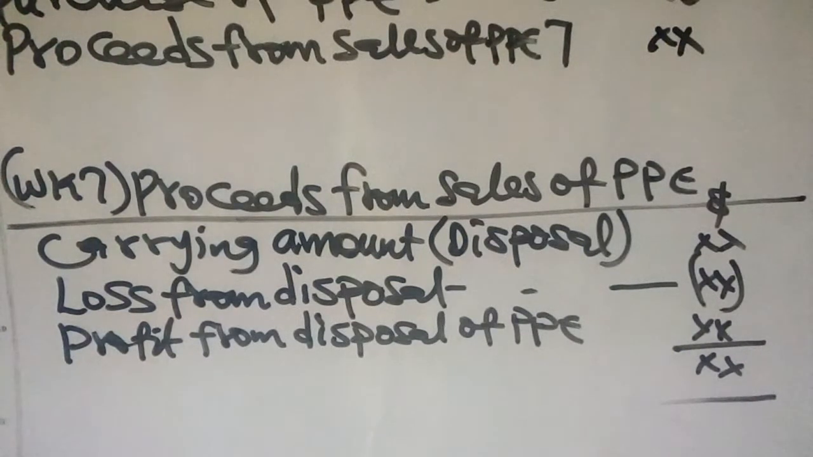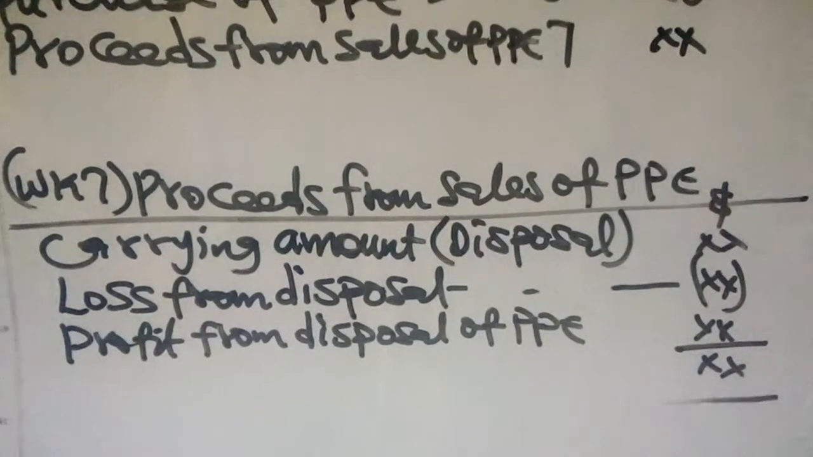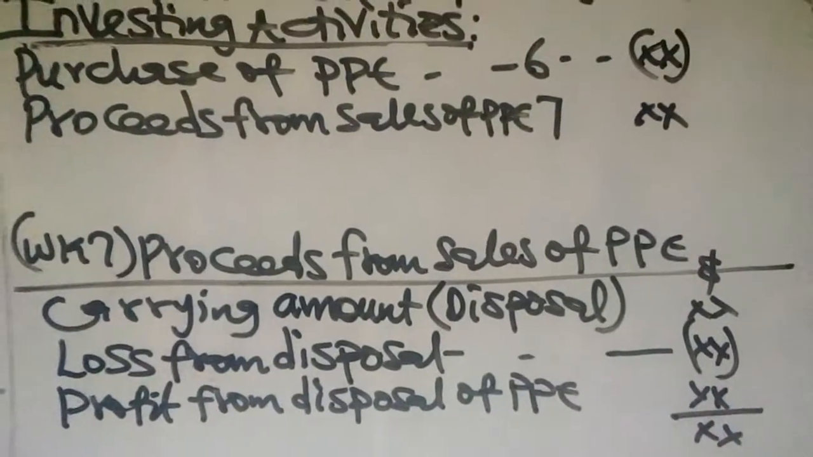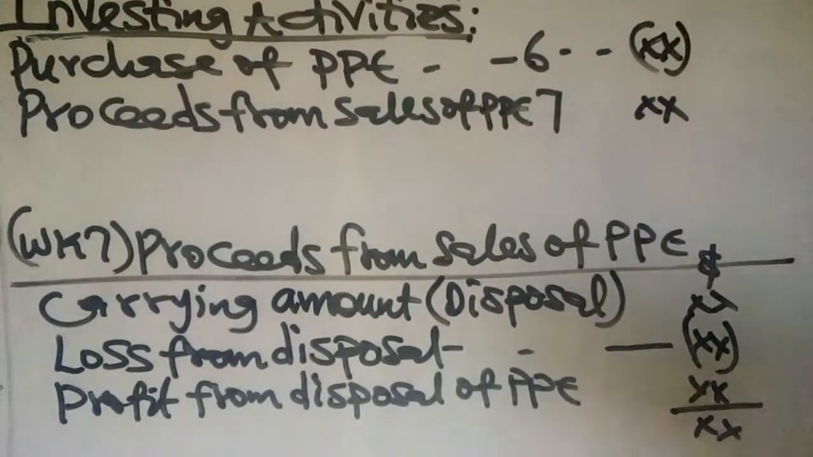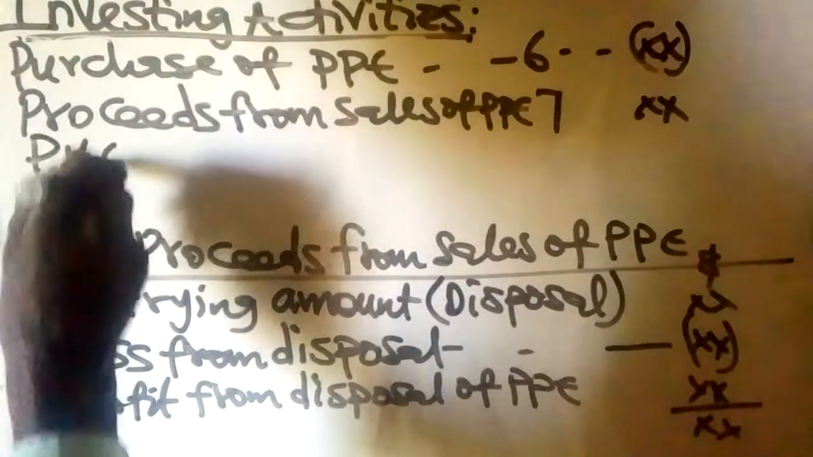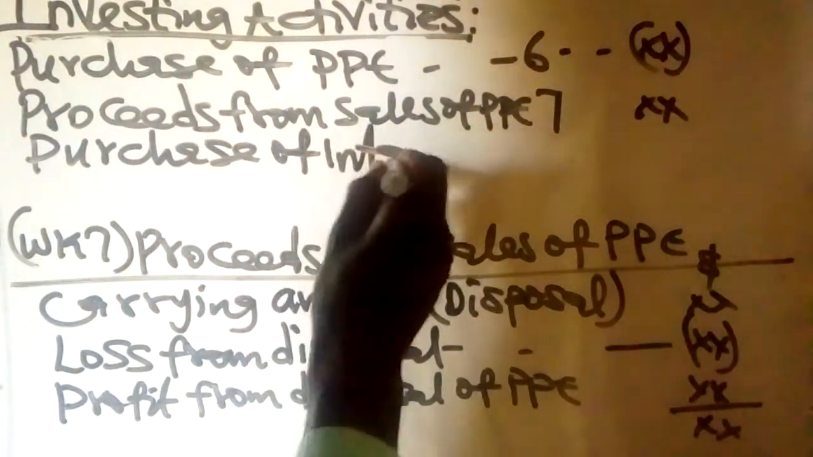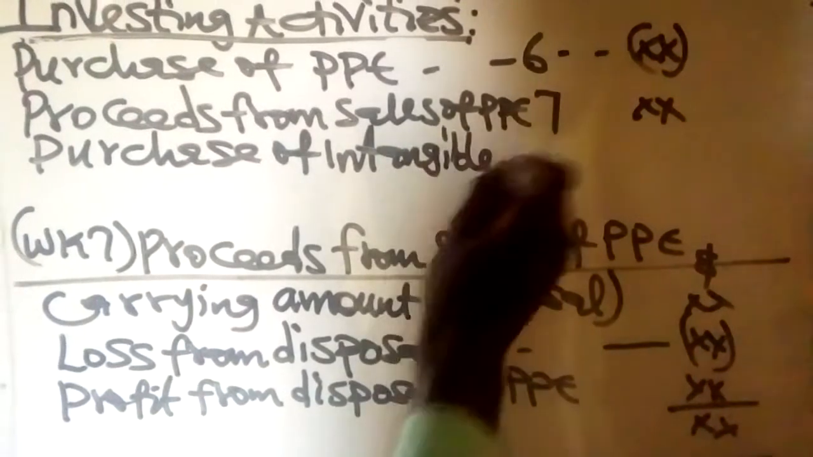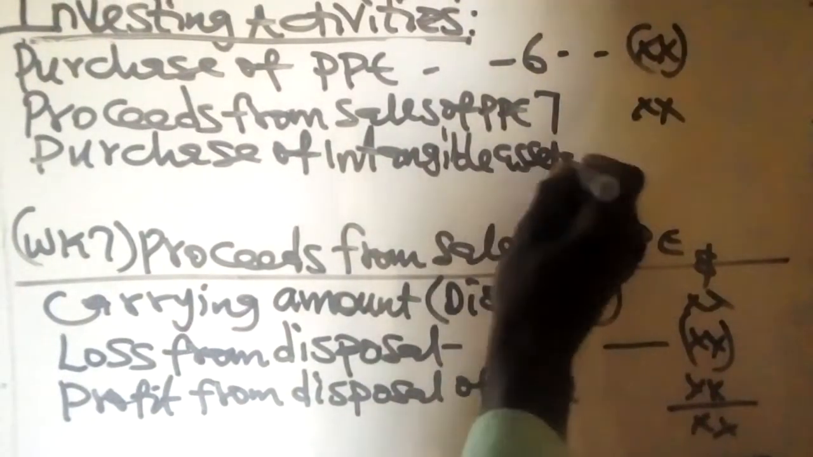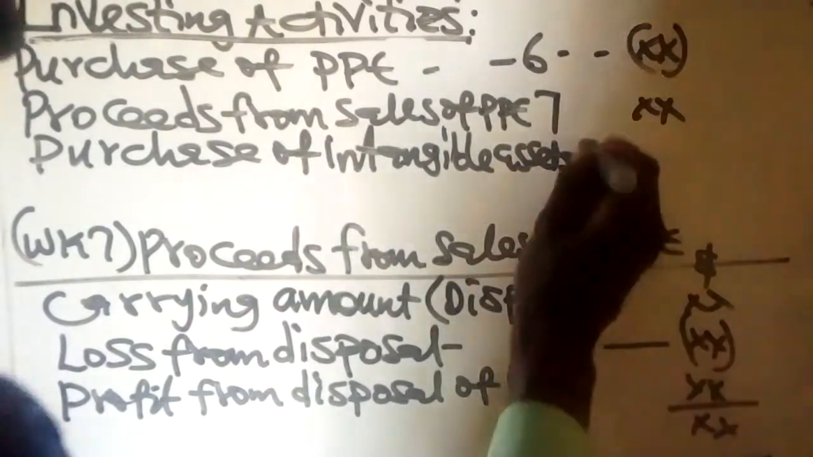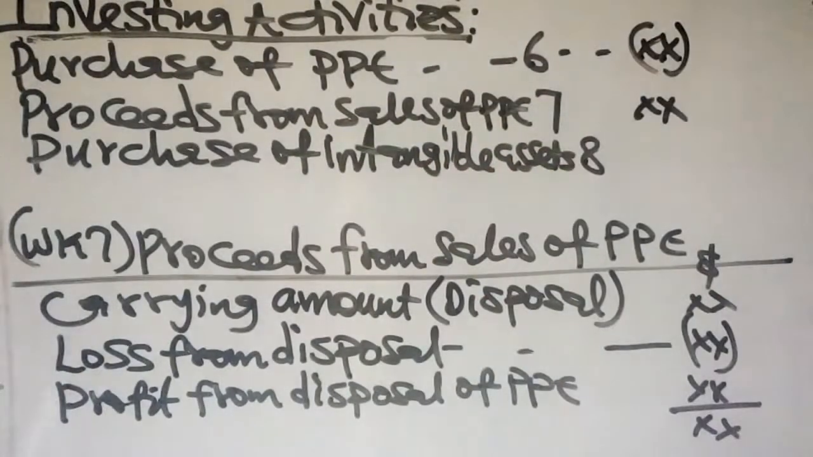Purchase of intangible assets. I'm still under investing activities. Investing activities. Purchase of intangible assets. Intangible asset, note 8. Purchase of intangible assets, note 8.